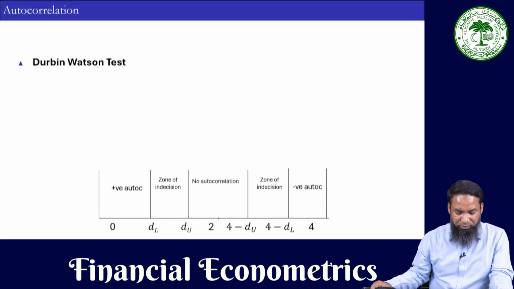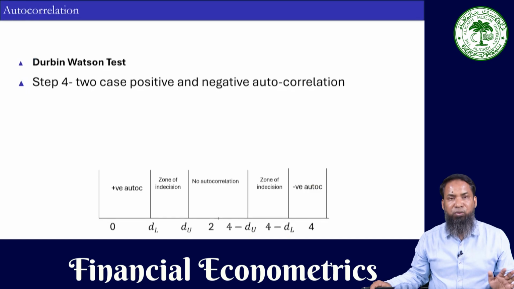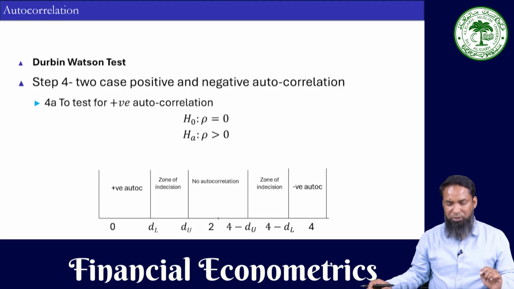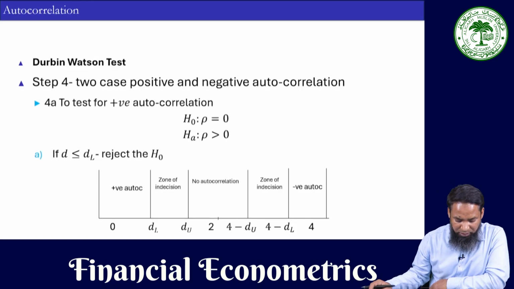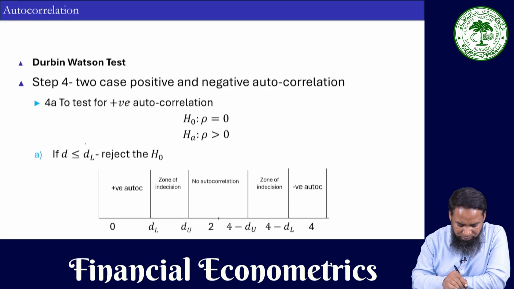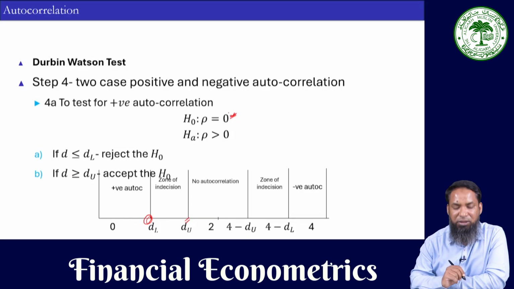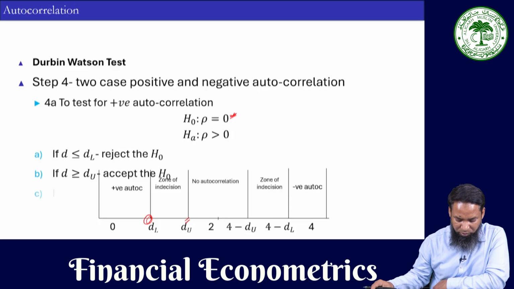So, step 4: we have two cases, positive and negative autocorrelation. To test for positive autocorrelation, if d is less than or equal to the lower limit, reject the null hypothesis and conclude that there is positive autocorrelation. If d is greater than the upper limit, you accept the null hypothesis, that is, there is no autocorrelation problem.